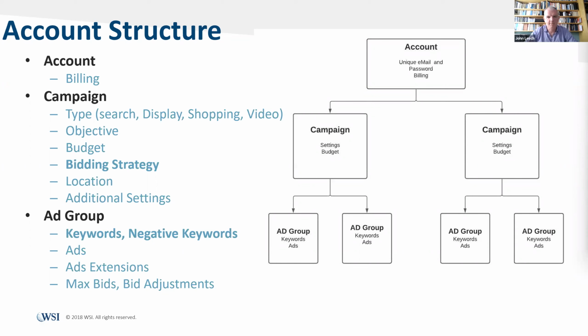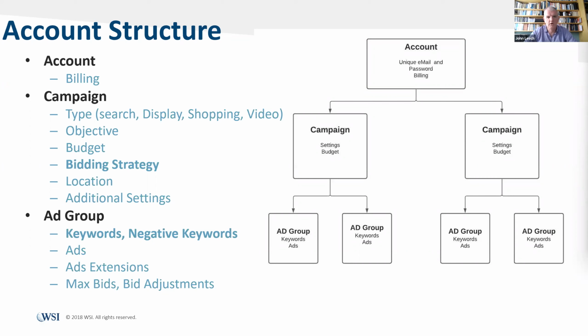At a campaign level, the first thing that you can control is the type of campaign you're running. Is it a paid search campaign? Is it a display campaign? Is it a shopping campaign? Is it a YouTube video campaign? That's the most important thing that the campaign defines. And when I say objective, it's really about the business objective that you're trying to achieve.